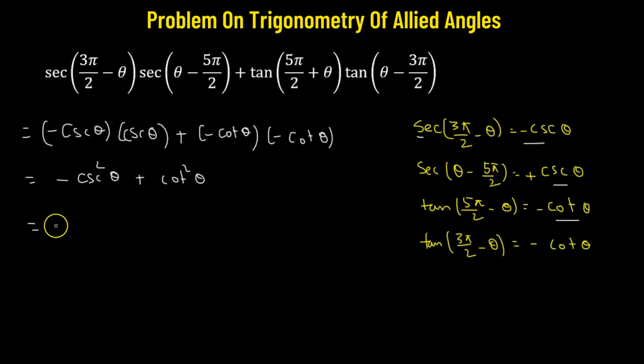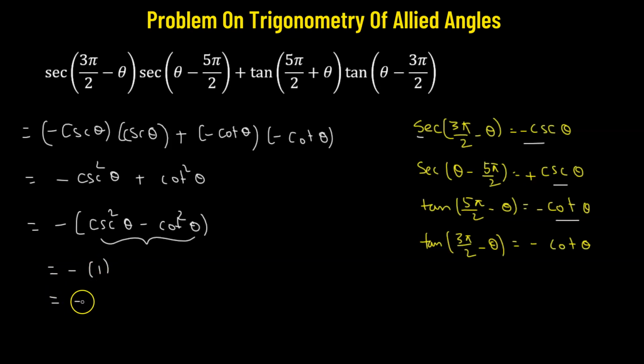Now, let's take negative as the common factor. We have negative of cosecant squared theta minus cotangent squared theta. This is a very standard identity with a value of 1. So the final value of the given trigonometric expression is negative 1.